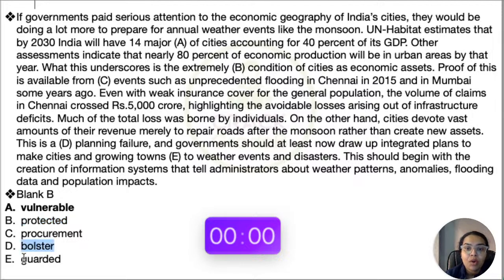Bolster is to support, which is a verb, so it won't come. Guarded and protected are both positive, so they won't come. Procure is to buy something, which is a noun. I want to explain a noun, that's the reason, because here I need an adjective.